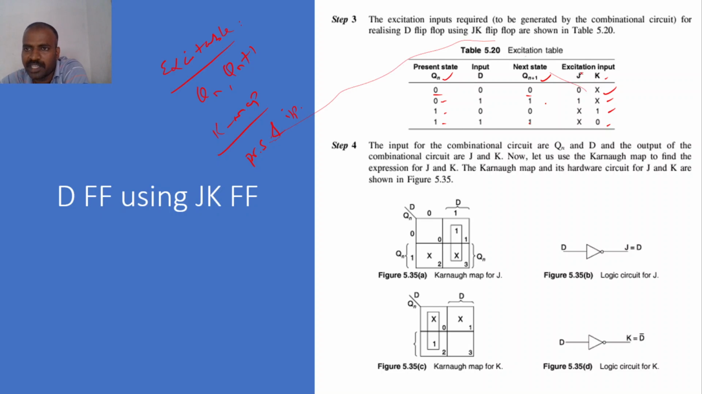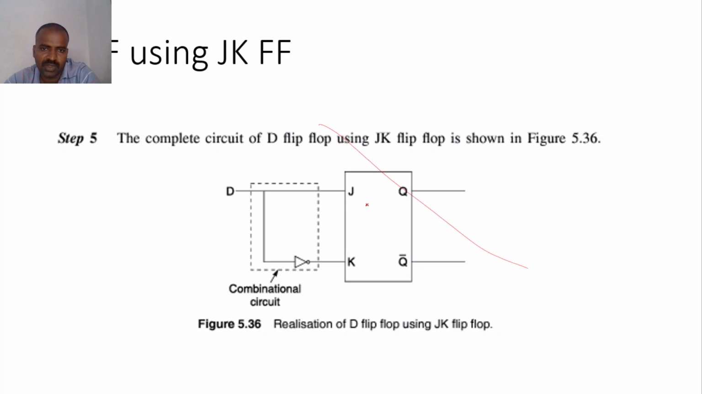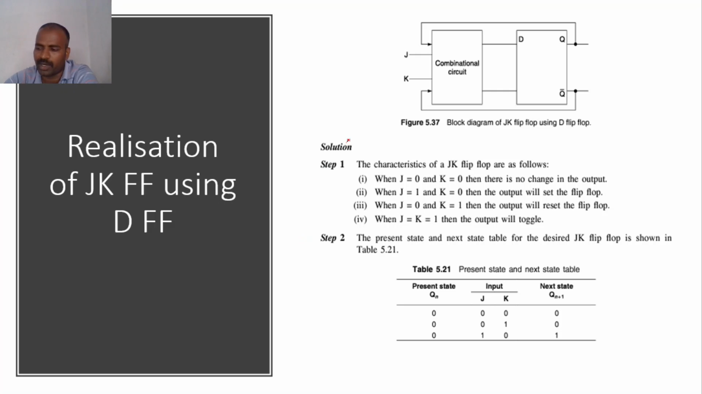So let's find the expression for J. A two-variable K-map is needed. The J expression is D, and for K, a two-variable K-map is needed, and the K expression is D bar. Then draw the logical diagram. See, J is D and K is D bar. Fine.